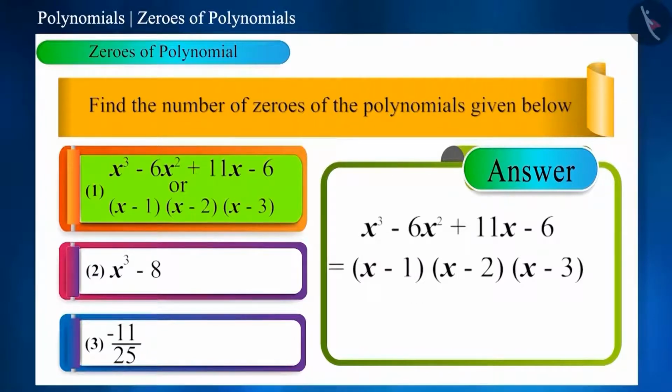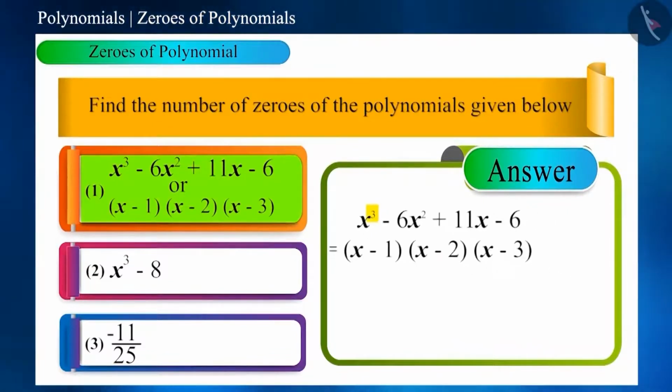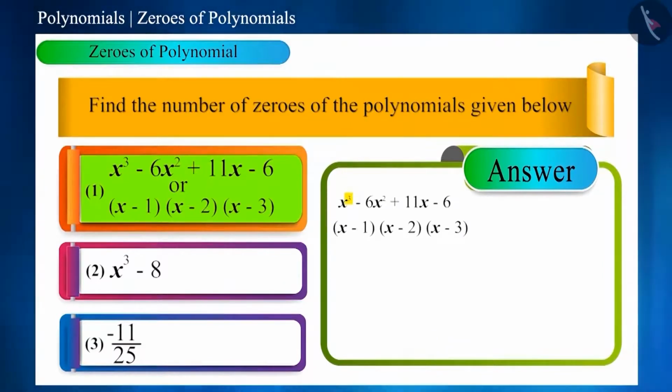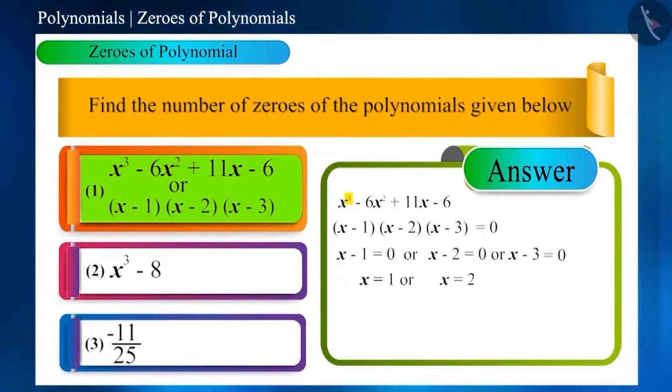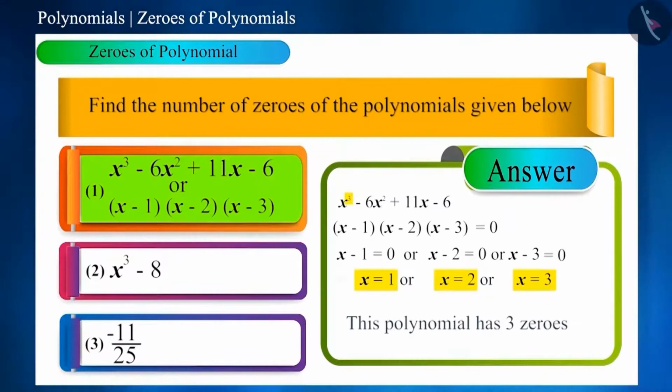We determine the number of zeros by the highest power of variable. For example, the highest power of variable of this polynomial is 3. So, this can have a minimum of 1, a maximum of 3 zeros. If we equate x minus 1 into x minus 2 into x minus 3 to 0, then we will get x is equal to 1 or x is equal to 2 or x is equal to 3. Therefore, first polynomial has 3 real zeros, 1, 2 and 3. Real because these are all real numbers.